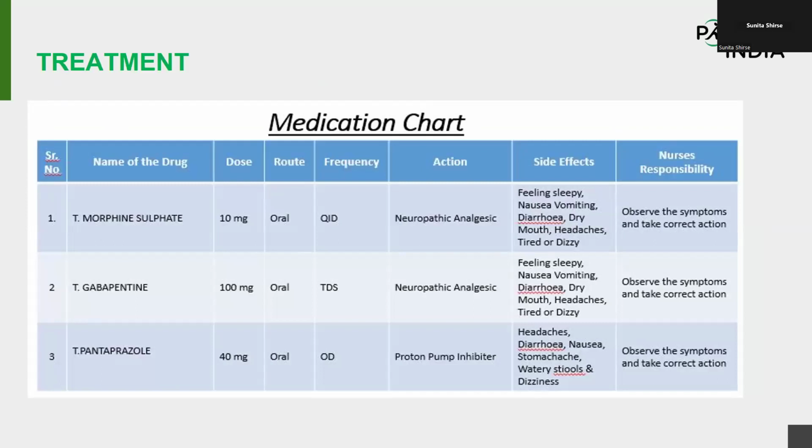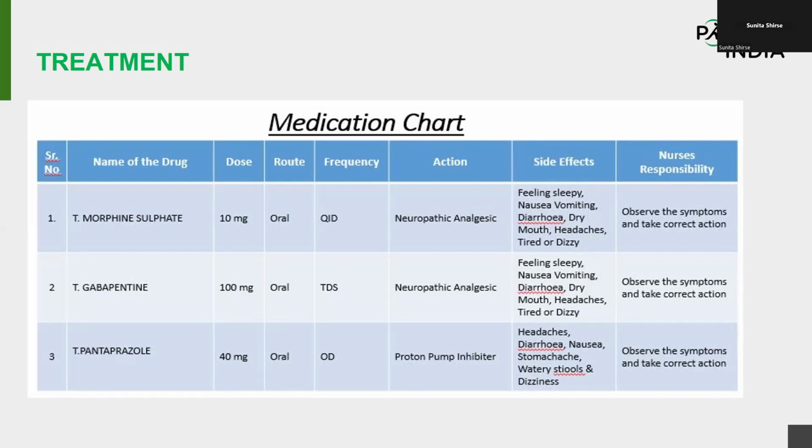Medication: patient having pain, morphine sulfate 10 mg oral QID, for neuropathic pain. Side effects: feeling sleepy, nausea, vomiting, diarrhea, dry mouth, headache, tired and dizzy. Nurse's responsibility is to observe the symptoms and take correct action. Next medication, gabapentin 100 mg oral TDS, neuropathic analgesic. Side effects may be feeling sleepy, nausea, vomiting, diarrhea, dry mouth, headache, tired or dizziness. Nurse's responsibility, observe the symptoms and take correct action.